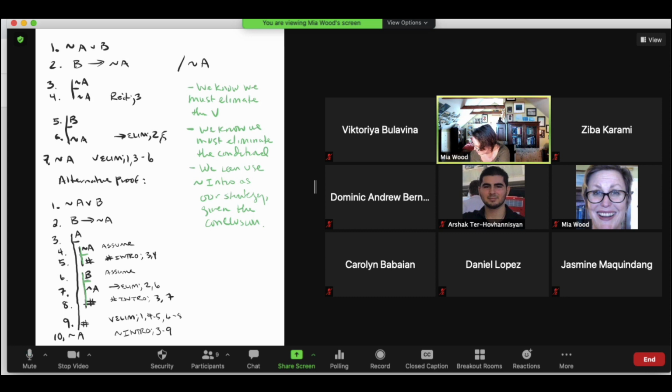So this is the goal, just like this nested subproof goal is the same. And in the structuring subproof for the first version, the goal is not A.